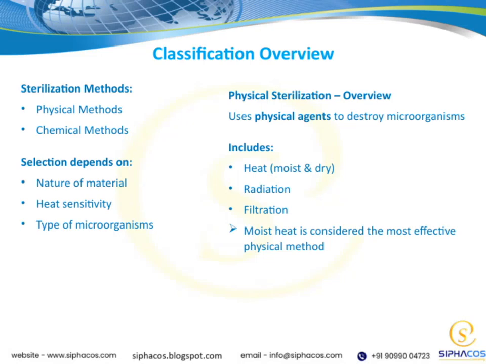Let's take a look at physical sterilization. Overview. This method uses physical agents to destroy microorganisms, which is essential for ensuring our environments and materials are truly sterile. Some of the main techniques include heat, which can be moist or dry, radiation, and filtration. Among these, moist heat is generally considered the most effective physical method because it penetrates well and destroys microorganisms efficiently.